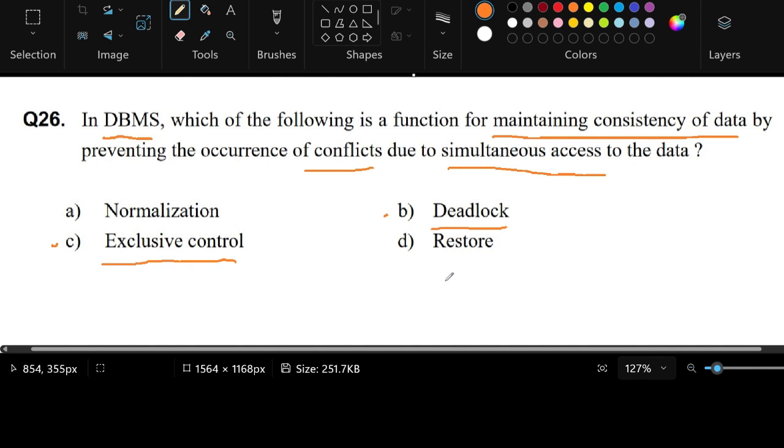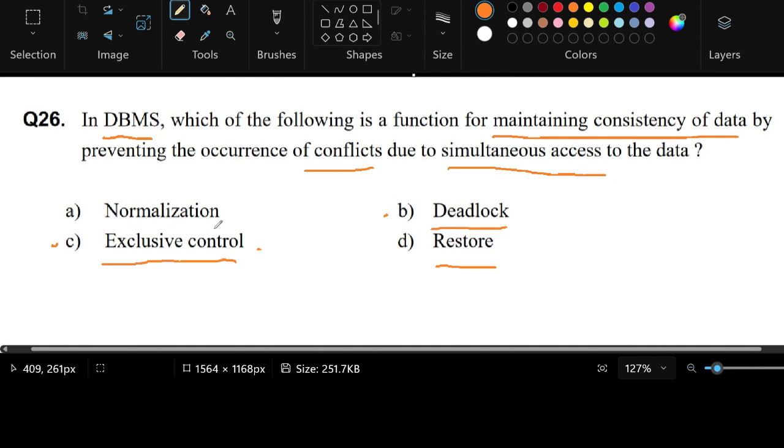The other word that we have here is restore. I think this one reminds us of if your database after a certain point of time couldn't function anymore, you go back to the point in time when it could still function well. So you restore it to that state. But I think the question is going more towards exclusive control, because it's about simultaneous access to the data.